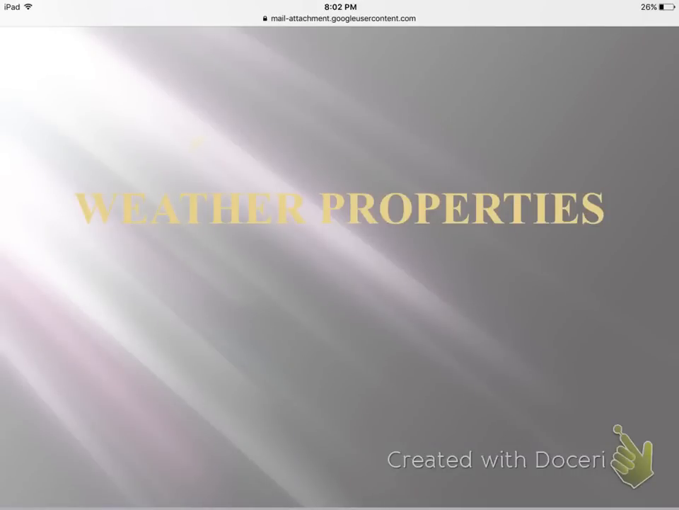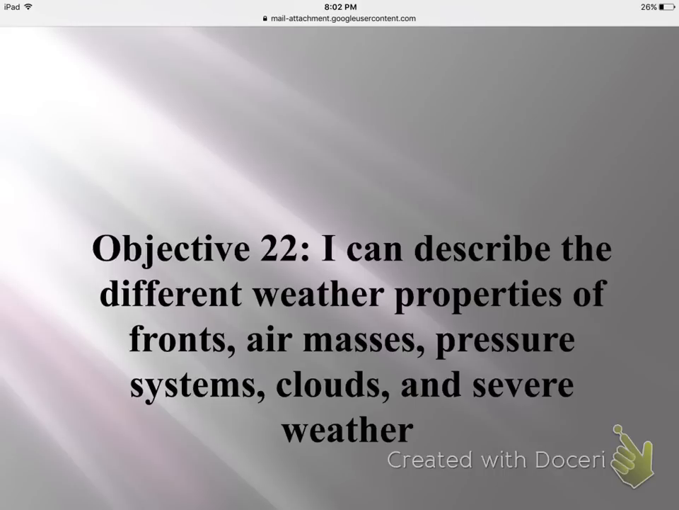All right, this section of your notes is going to talk about different weather properties. It's going to go into clouds, fronts, air masses, and severe weather. So the objective of this set of notes is that you guys are going to be able to describe the different weather properties of fronts, of the different air masses, pressure systems, clouds, and all severe weather.